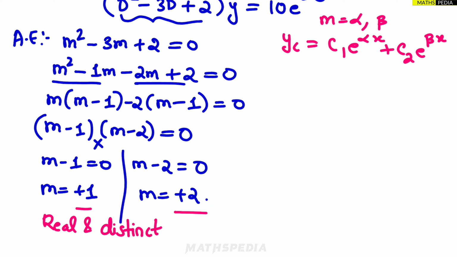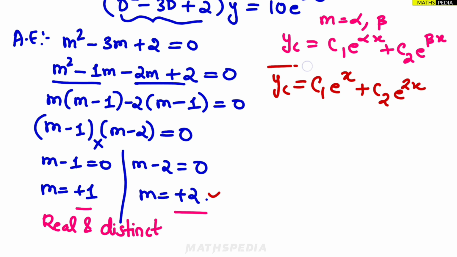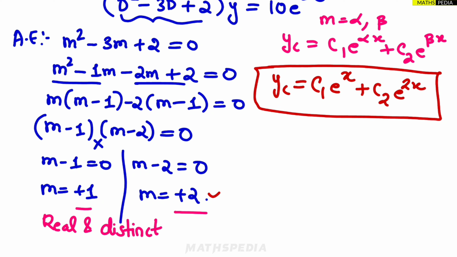In a similar way we have to write the yc value here. So the yc value for this particular question will become c1 as it is, e power, in place of alpha I can write x, plus c2 e power, instead of beta I have to write 2x. This is nothing but the yc value. So we got the first part of the question.